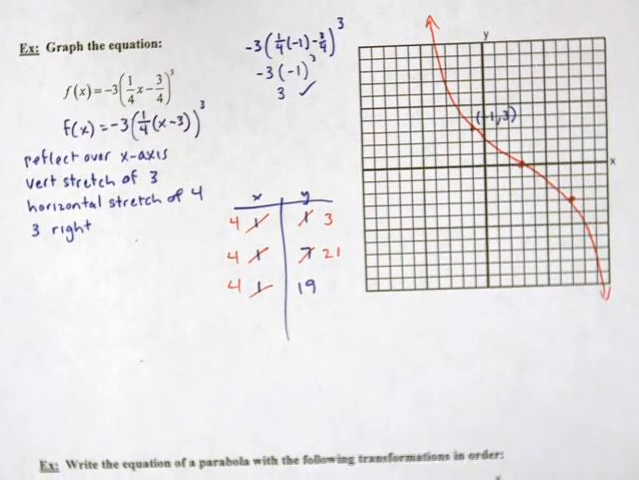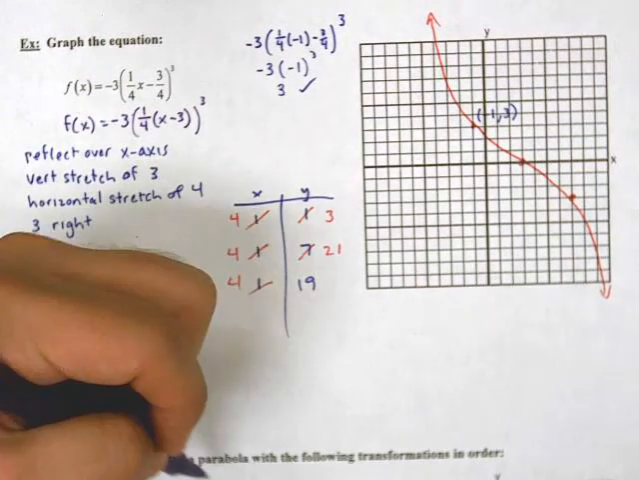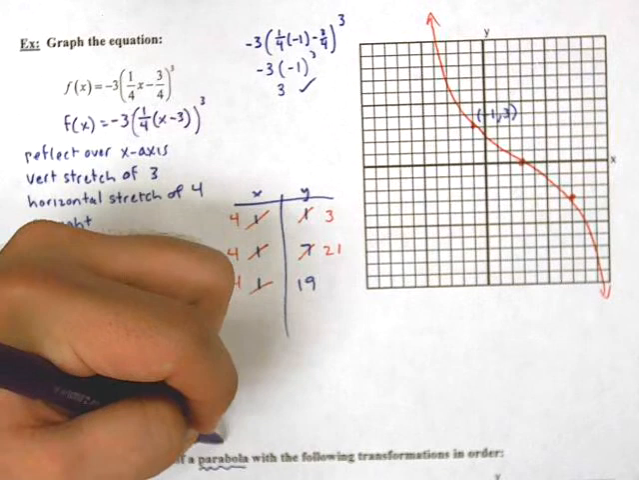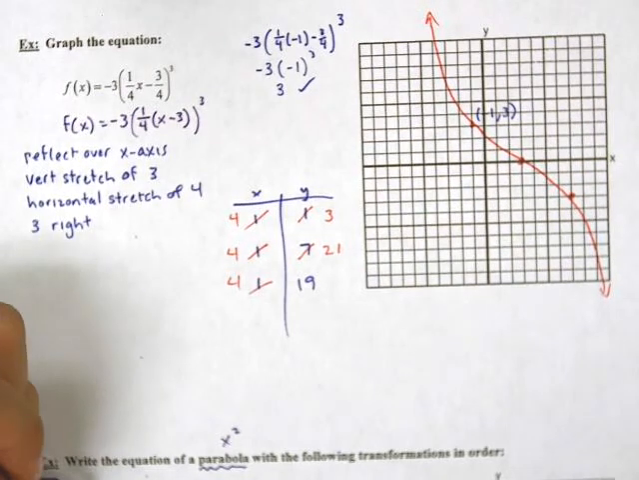All right. Next section is a little different. Basically, we want to work backwards now. I want to get an equation from our transformations. Now, this says it's a parabola. Hopefully you guys understand then that this is going to be x squared. But we need to take into consideration these different transformations.